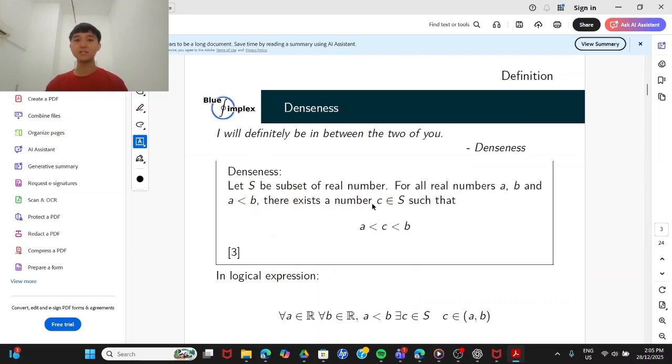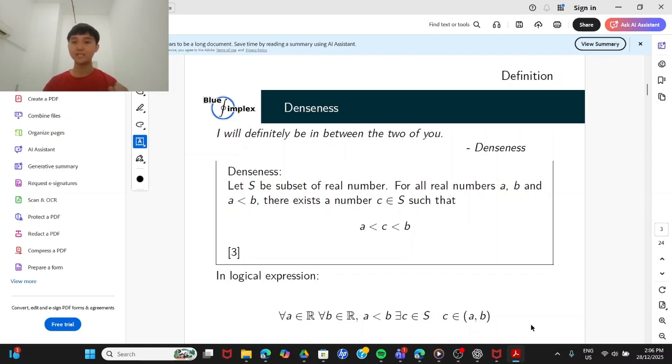This is the definition of denseness. Let S be a subset of the real numbers. For all real numbers A and B with A smaller than B, there exists a number C in S such that A is smaller than C and smaller than B, which is to say that C is between A and B. What does it mean? I will give you an example like the rational numbers.